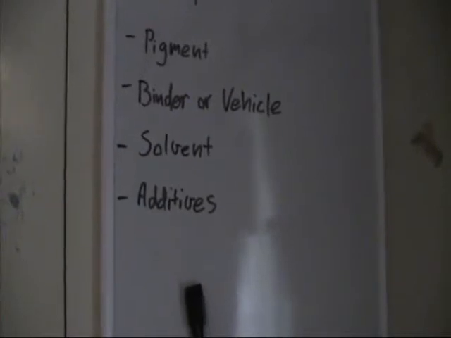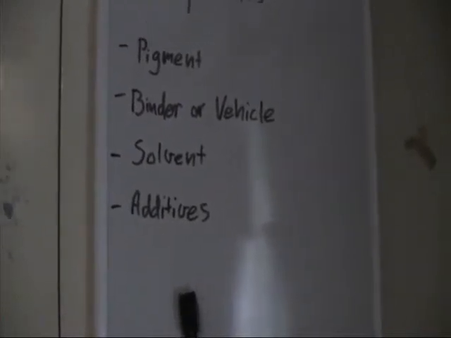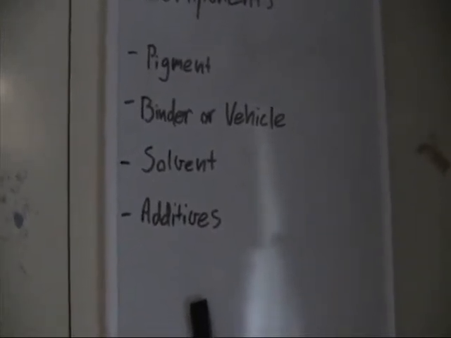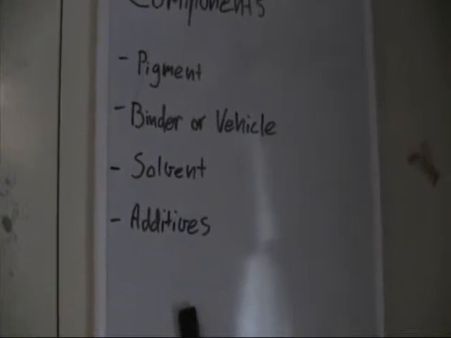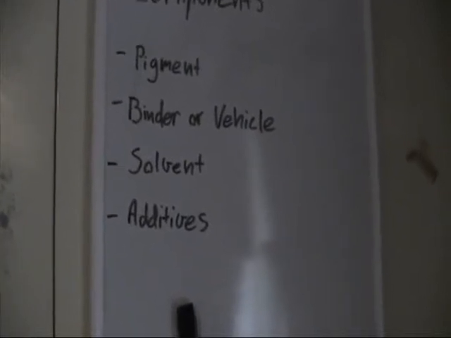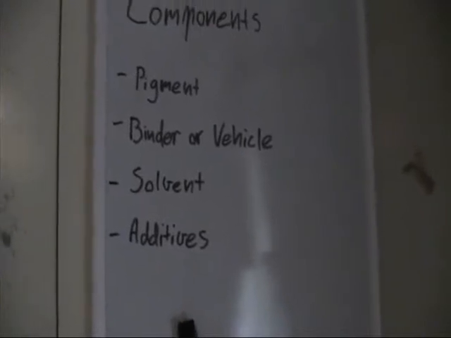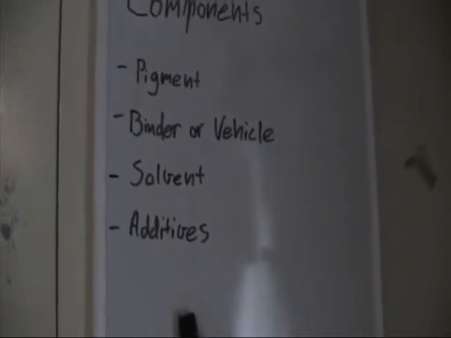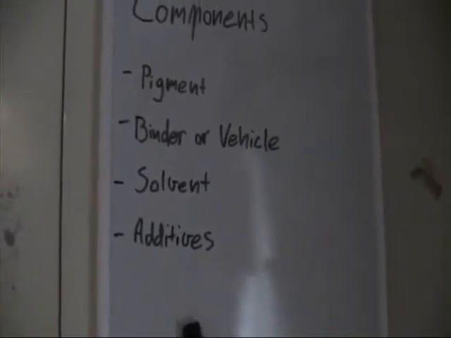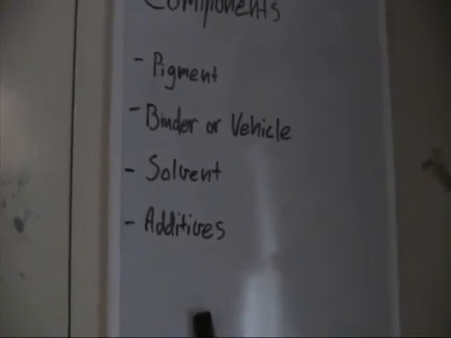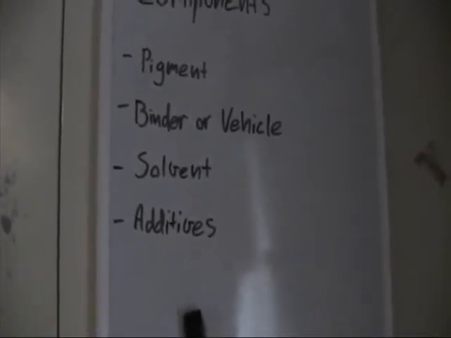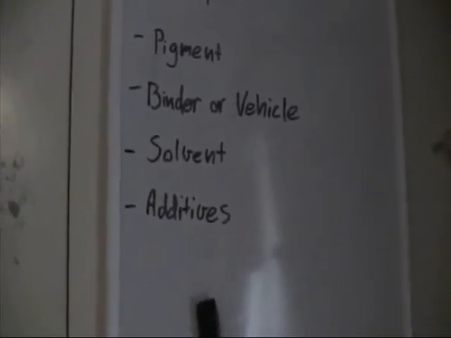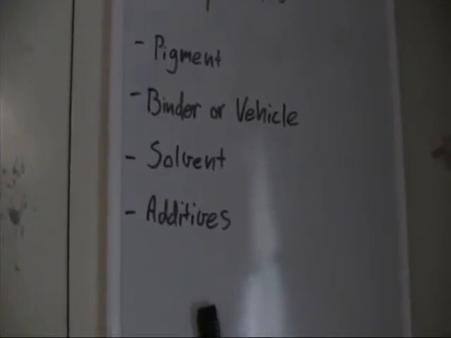Your binder or vehicle is what your paint is made out of, and most of the time it's some sort of resin, being an acrylic based one or an oil based one. Your solvent, which is very important, is what keeps your paint fresh and in liquid form, and how it cures once either chemically exposed or exposed to air and dries. And your additives, which are in very small amounts but make large differences to your paint, such as stabilizers or retardants, which make your paint dry a lot longer.